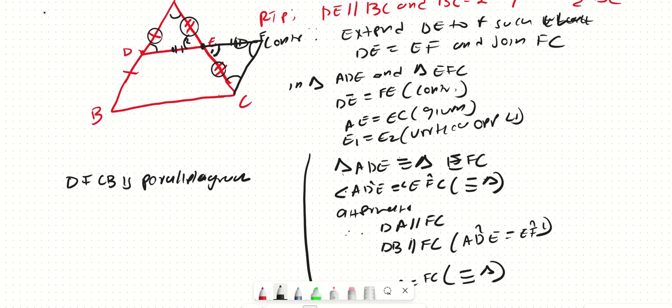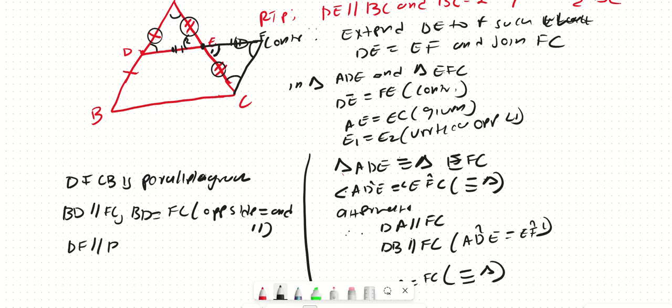Why would I say that? Because BD is parallel to FC and BD is equal to FC. So opposite sides are equal and parallel. Now if that's a parallelogram, that also makes it possible to say DF is parallel to BC. These are opposite sides of a parallelogram. Oh, let me write it nicely. Opposite sides of a parallelogram.